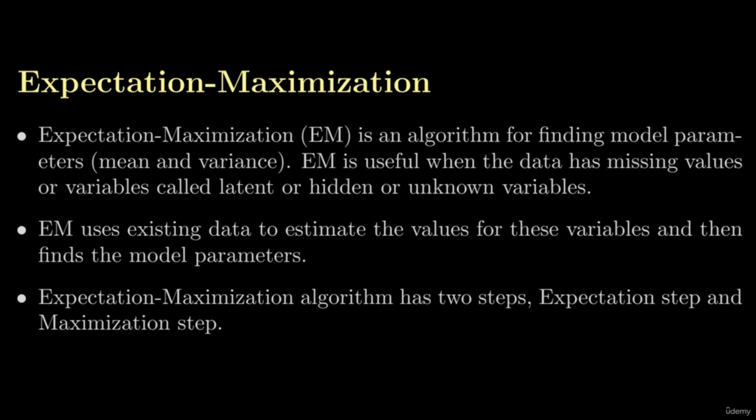So those missing values are also called latent values, hidden values, or unknown variables. So how does EM work? EM uses existing data to estimate the values of unknown variables and then finds the model parameters. It has two steps, the expectation step and the maximization step. That's why it is known as the expectation maximization algorithm.